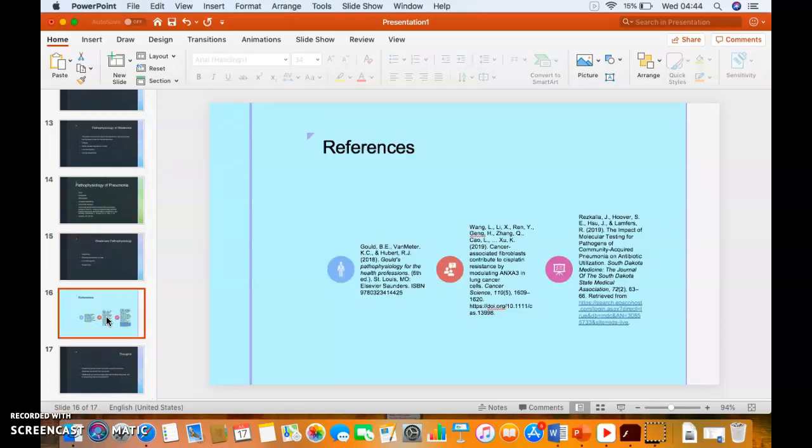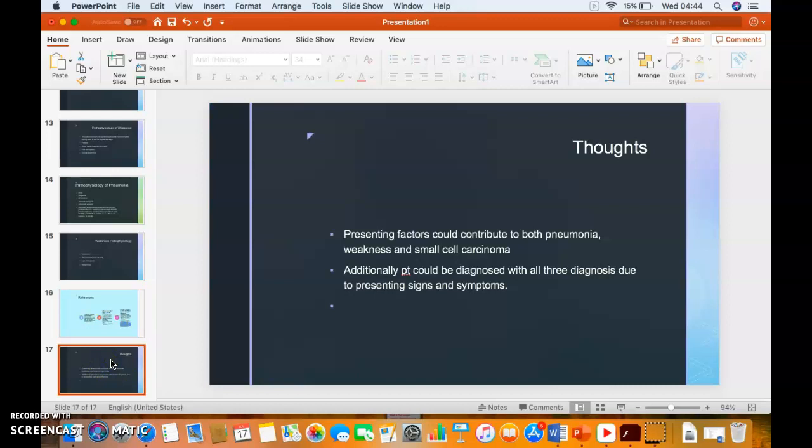My references are at the end of the case study, and my thoughts on why I picked these three differentials were that this patient came to the emergency room with different signs and symptoms of different illnesses. In this case, he could have the pneumonia, which could have been an acquired type of pneumonia. He probably has had the lung cell carcinoma for a little while. It was probably brought on by the pneumonia or the other illness of the weakness. So the patient really could have all three of these diagnoses all at once.